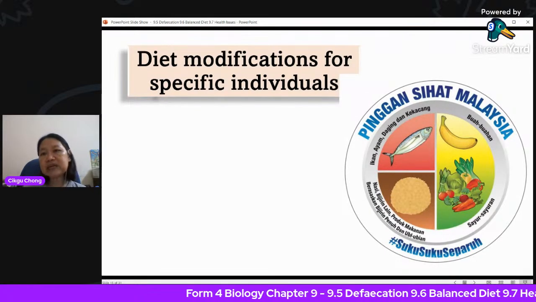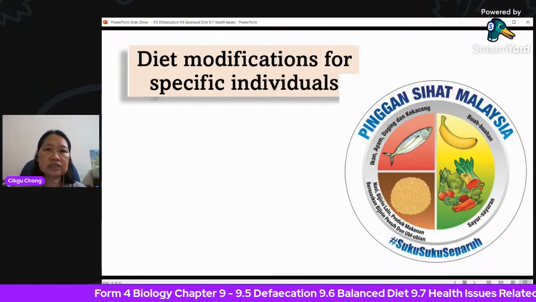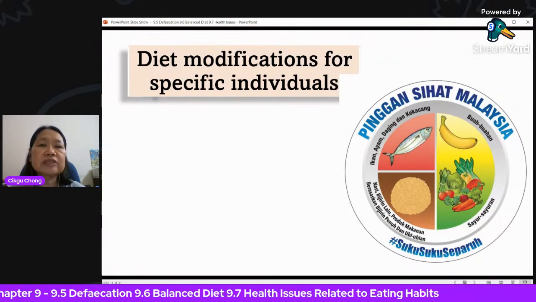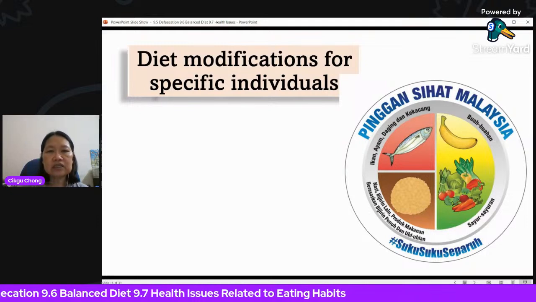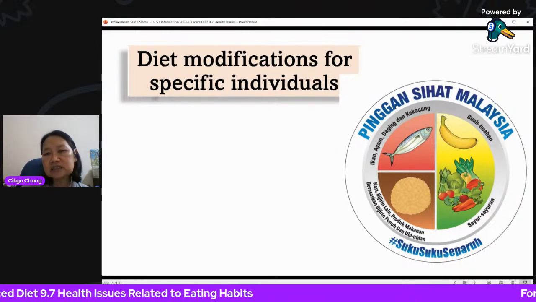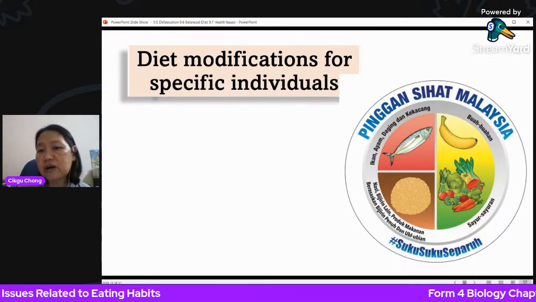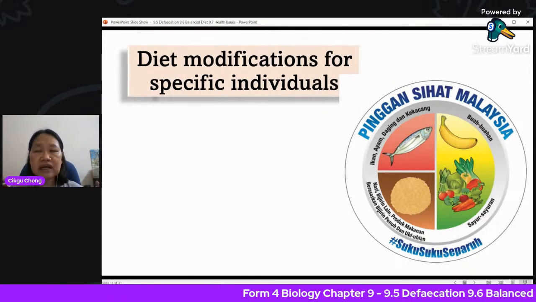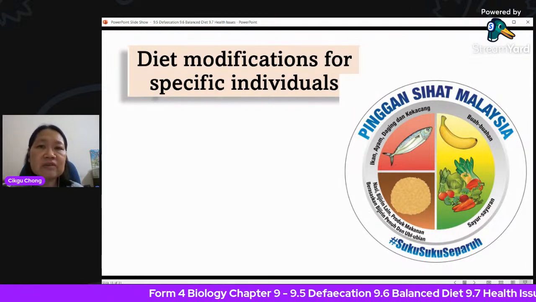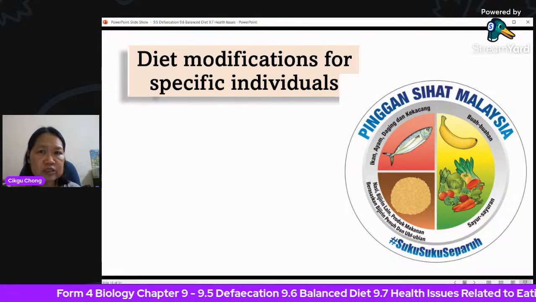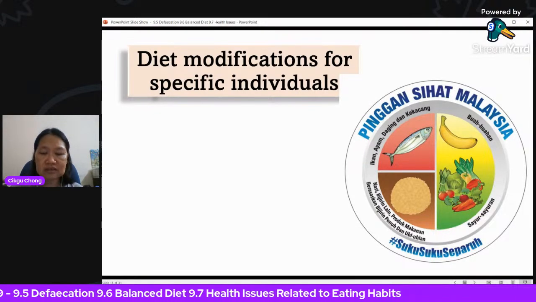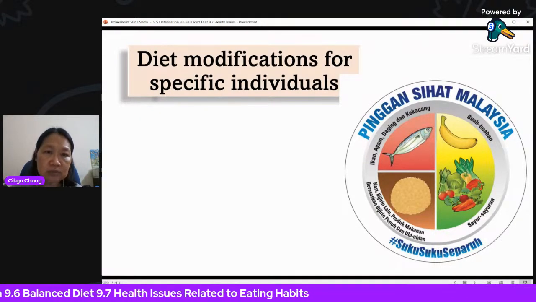Now, there's a concept called Pinggan Sihat Malaysia, okay, which is proposed by KKM, Kementerian Kesihatan Malaysia. So, this Pinggan Sihat Malaysia, what is the recommendation for a Pinggan Sihat? Okay, so last time people say, you eat a lot of rice, very good. Nowadays, we don't go for rice already. We go for fruits and vegetables. That should make up most of your food, not the carbohydrate, not the protein.